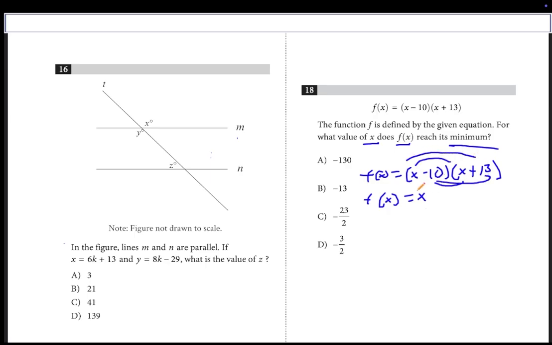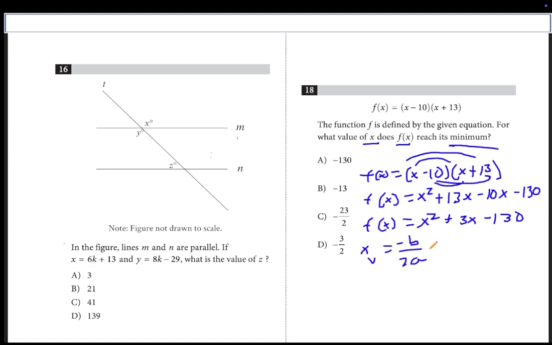our numbers. We're going to have x squared plus 13x minus 10x minus 130. So we simplify the right side of the equation, f of x equals x squared plus 3x minus 130. Now we just need the simple equation. The x value of the vertex is equal to negative b over 2a. And because the vertex is either the minimum or the maximum, you can only have either one minimum or maximum for a quadratic. And we know we're looking for a minimum, so the x value of our vertex is just going to be the value of x when it reaches its minimum.